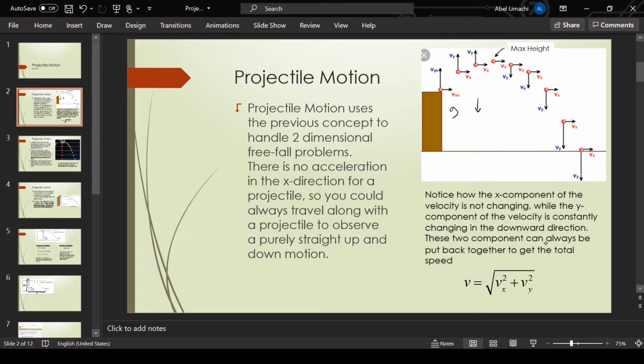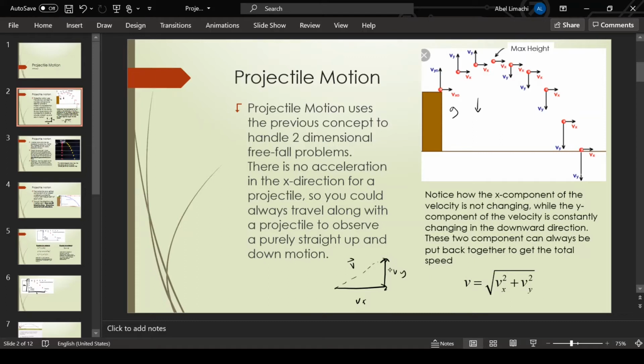These two components can always be put back together to get a total speed. So if you look here, this is basically a demonstration of this right here. If we were to take any point, let's say here, you'd call this Vx, and you'd call this Vy. If you add these two vectors up, you'd get this value right here. This is going to be this added vector of Vx plus Vy, and this is going to be V.